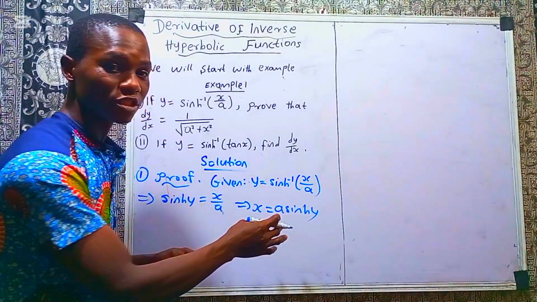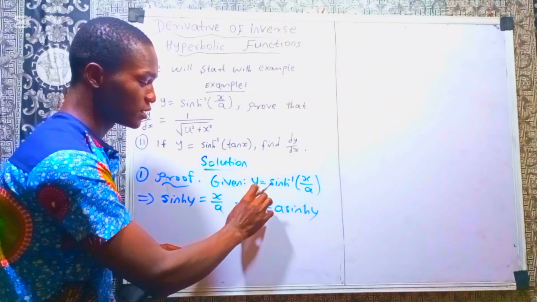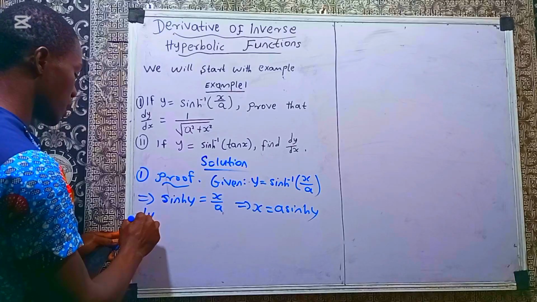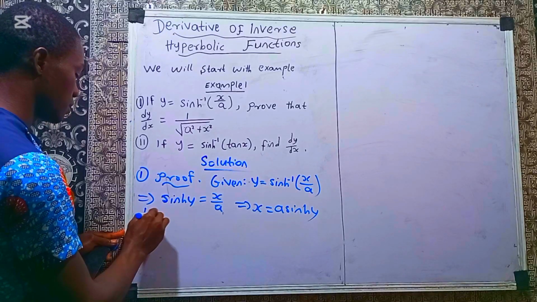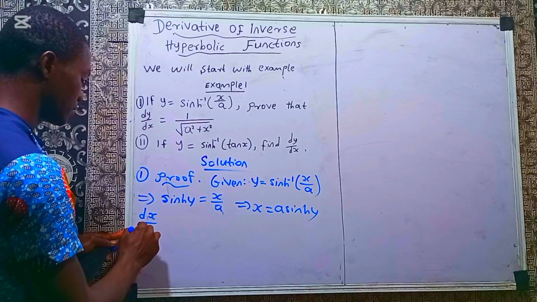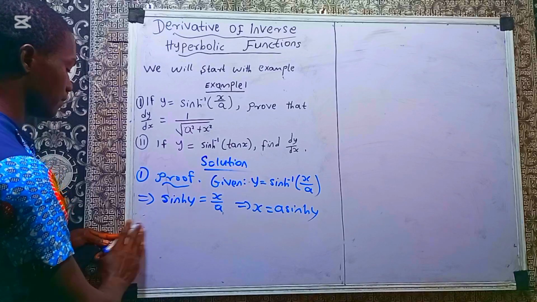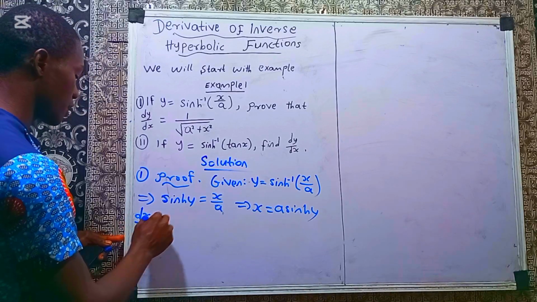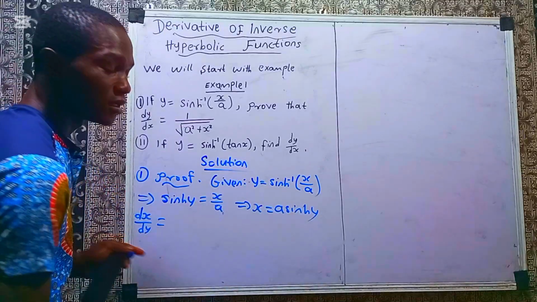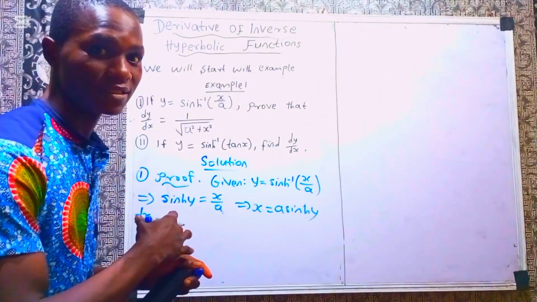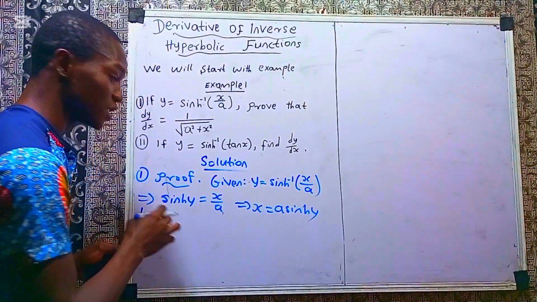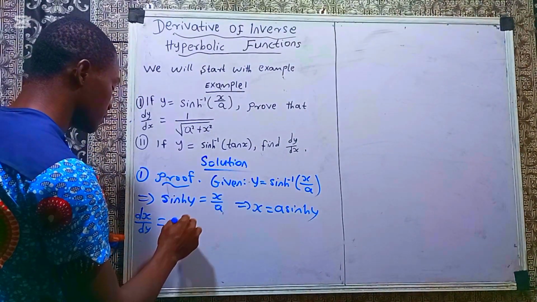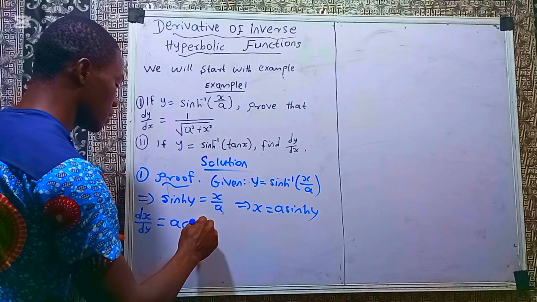So if I want to differentiate this, I'll be differentiating x with respect to y. So I will now say dx/dy will be equal to, if you differentiate hyperbolic sine, we have seen that in our previous video, you get a positive hyperbolic cosine. So I have positive hyperbolic cosine of y.